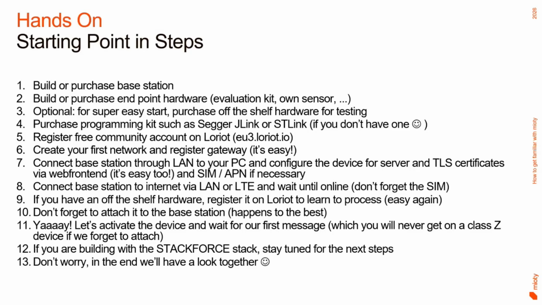Of course, I believe most developers will have one, but you will need a programming kit, like an ST-Link or a Segger J-Link, something like that. Anything will work as long as it has an SWD interface. Then you can register a free community account on Lorio. It takes you 1-2 minutes. Once you have everything set up, basically everything ready to start the cooking, you can register your first network and register your first gateway on Lorio or, of course, any network server of your choice. Because obviously, at least in Switzerland, we don't have a national network for mioty yet.